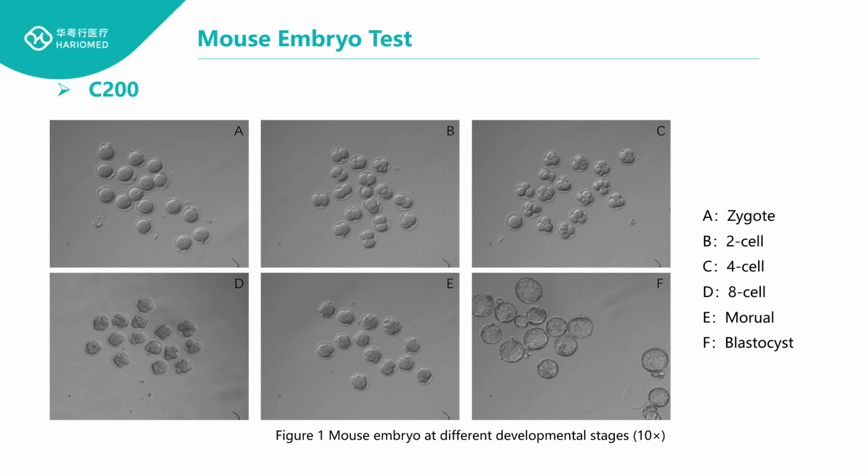And I would like to share some pictures during the embryo test. So for the C200, we can see for each droplet, we can see all embryos in one picture, but we cannot recognize which embryos are corresponding with the timeline. We can only see all embryos in one picture.